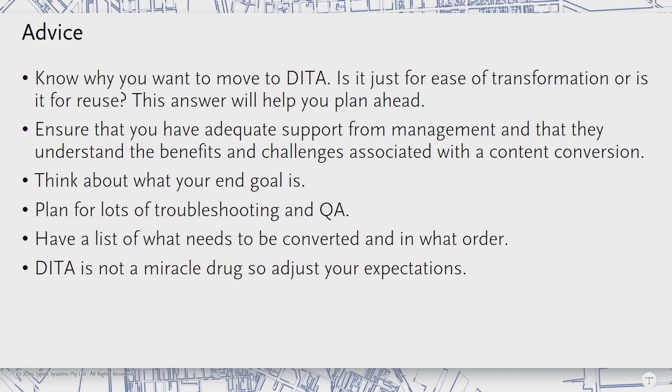I would say plan for a lot of troubleshooting in QA, probably more troubleshooting in QA than you think there might be, at least until everyone gets really acquainted with the conversions and the transforms. I would say have a list of what you need to convert and in what order. That's really hung us up, trying to decide what product line needs to go in next. And if you have a list up front, that would really help speed things along. And lastly, DITA is not a miracle drug, so adjust your expectations accordingly. It'll work, but it's not going to solve every problem.